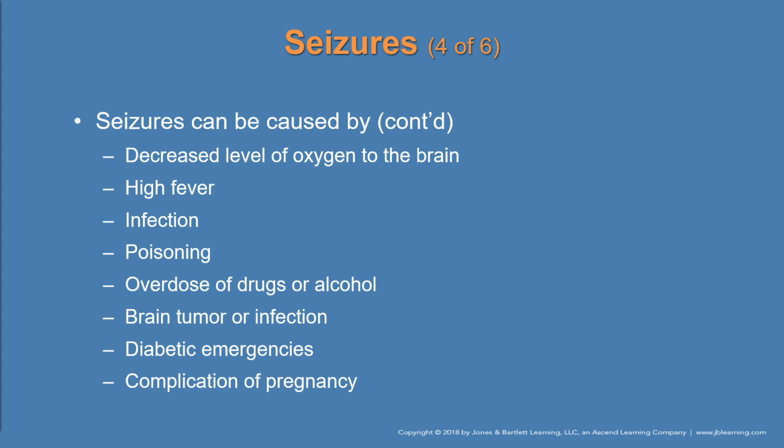Brain tumor or certain infections of the brain will cause direct activation of electrical signals. Diabetic emergencies, as your blood sugar gets really, really low. Again, one of the last things that your body will do, that your brain will do before it runs out of sugar, is give a little wiggle, give a little shake. And then as a complication of pregnancy, a condition called preeclampsia, or rather eclampsia, which is not something we're going to dig into very deeply.